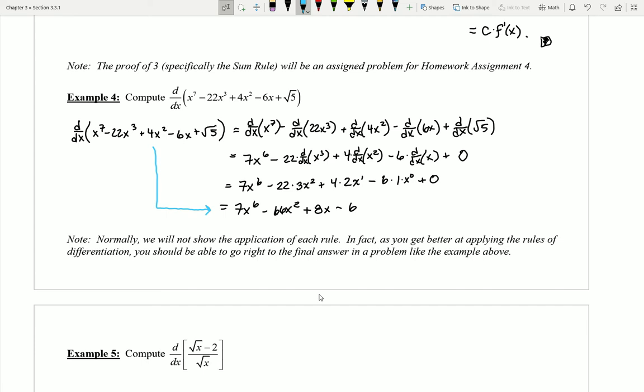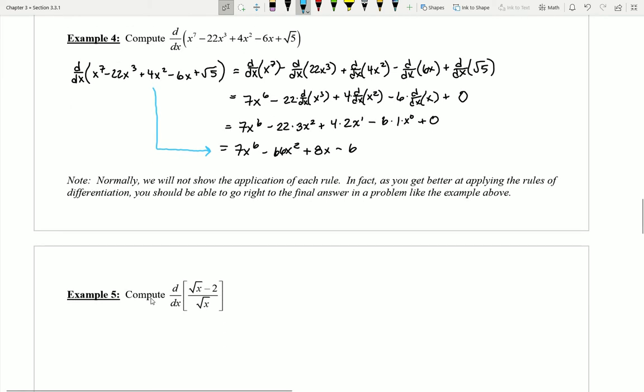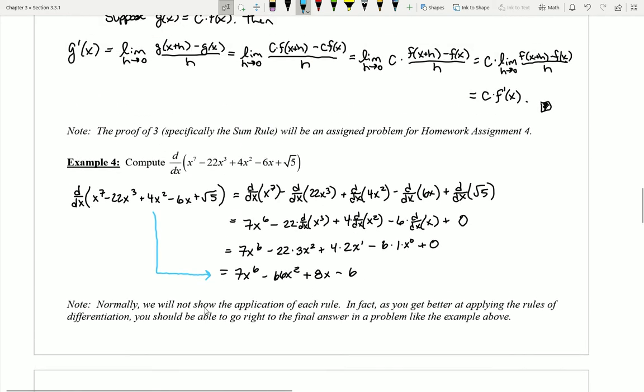Now that we've finished with example number 4 and we've seen some of these rules in play, let's take a look at a slightly more complicated scenario with example number 5. If you take a look here at example number 5, you'll see that I want to take the derivative of this fraction, which has a square root of x minus 2 in the top and a square root of x in the bottom.